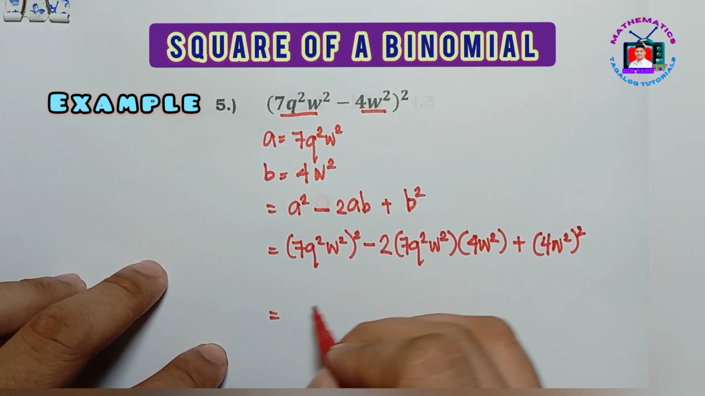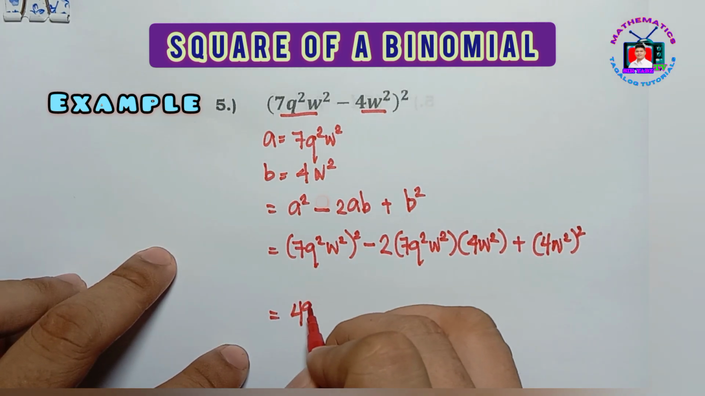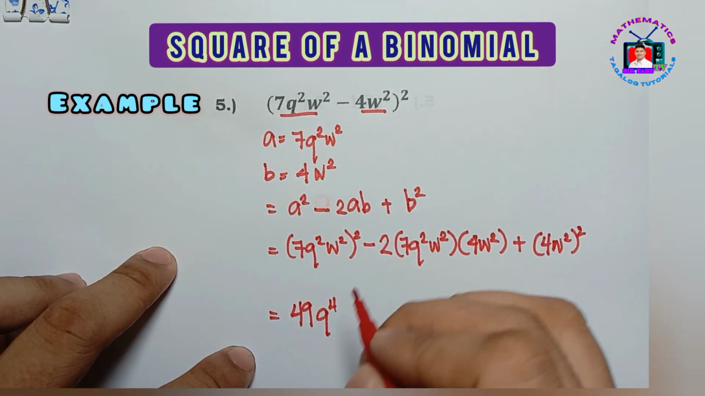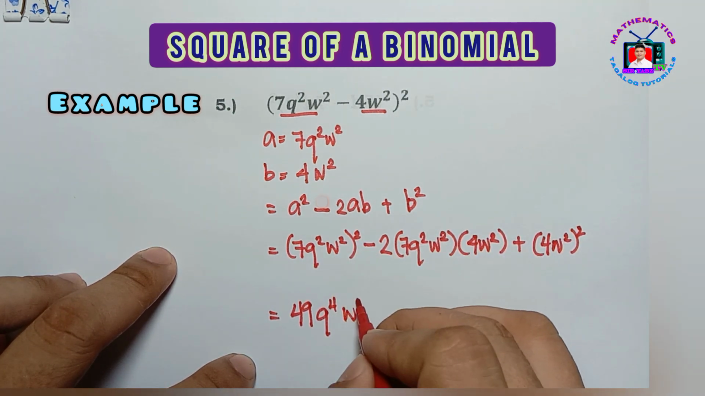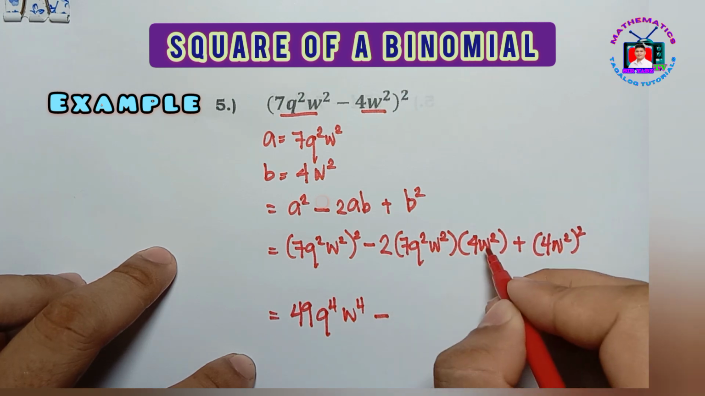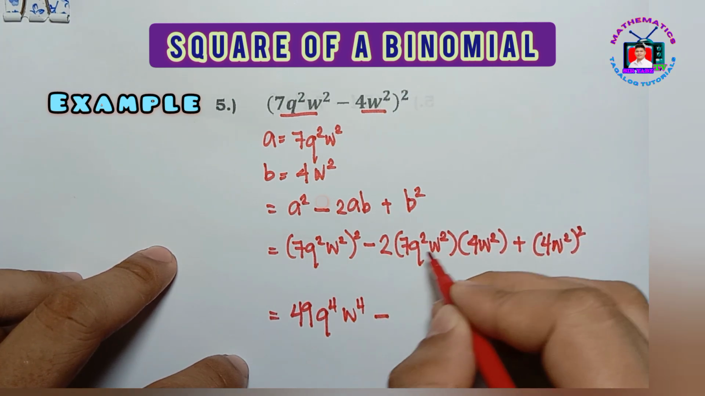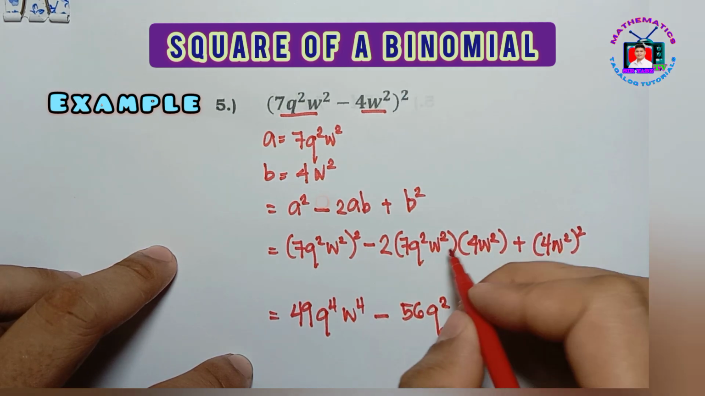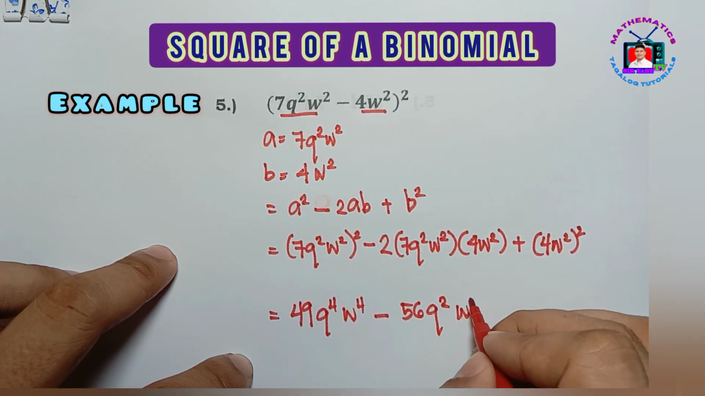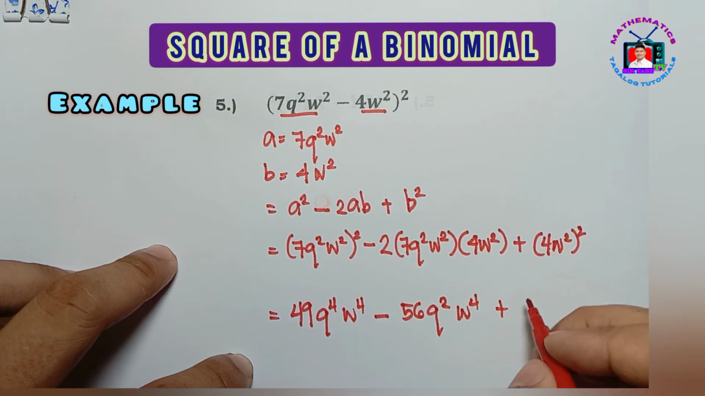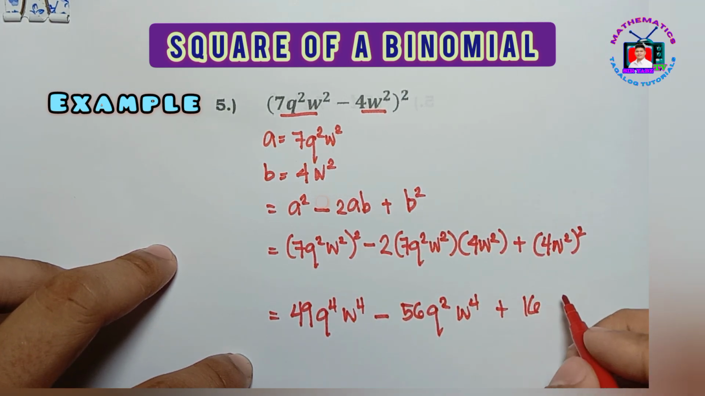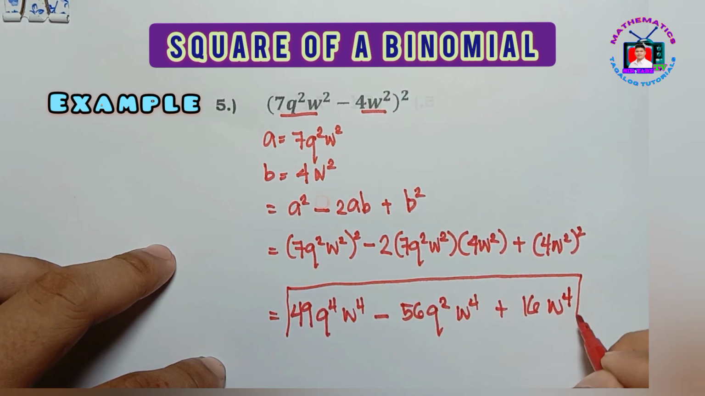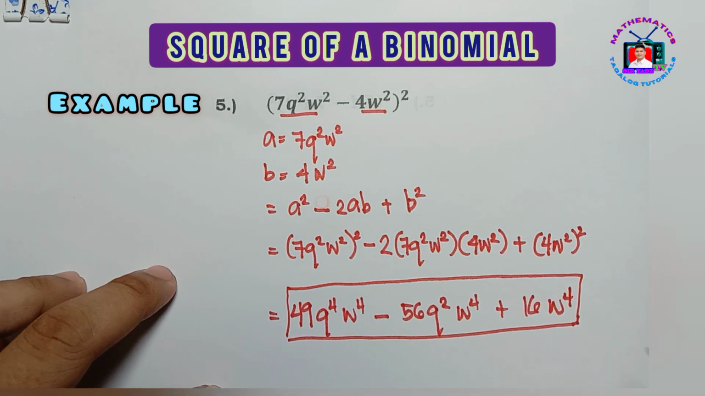Then simplify. Okay, so 7 squared is 49. q squared, power of a power, so we have q raised to 4. Then w raised to 4. Minus 2 times 7 times 4, all in all, we have 14 times 4 is 56. q squared, bring down. Then w squared times w squared, so we just add the exponents, it becomes w raised to 4. Then (4w squared) squared is equal to 16w raised to 4. Okay, so that is our final answer, or perfect square trinomial, for number 5.